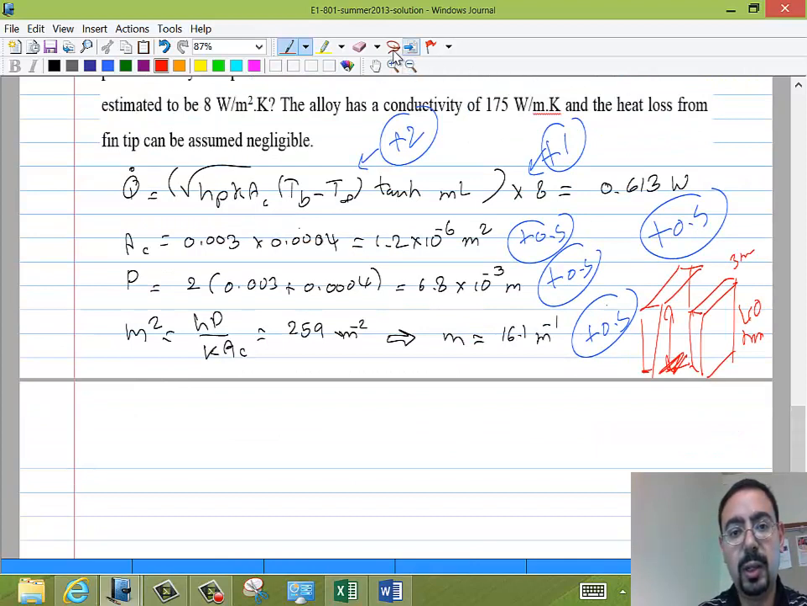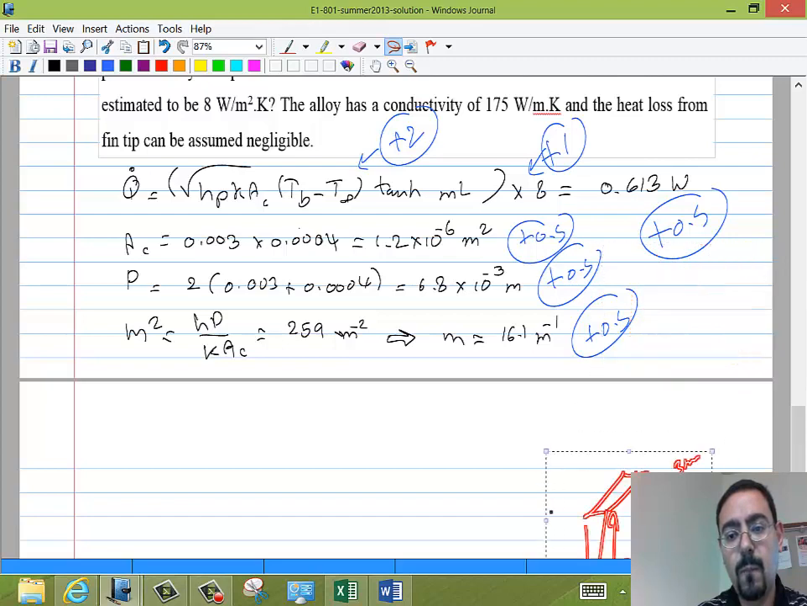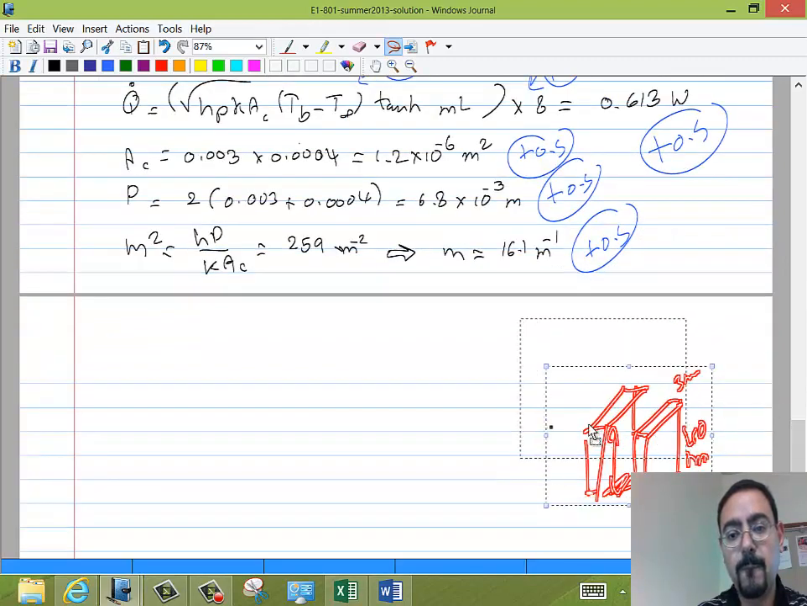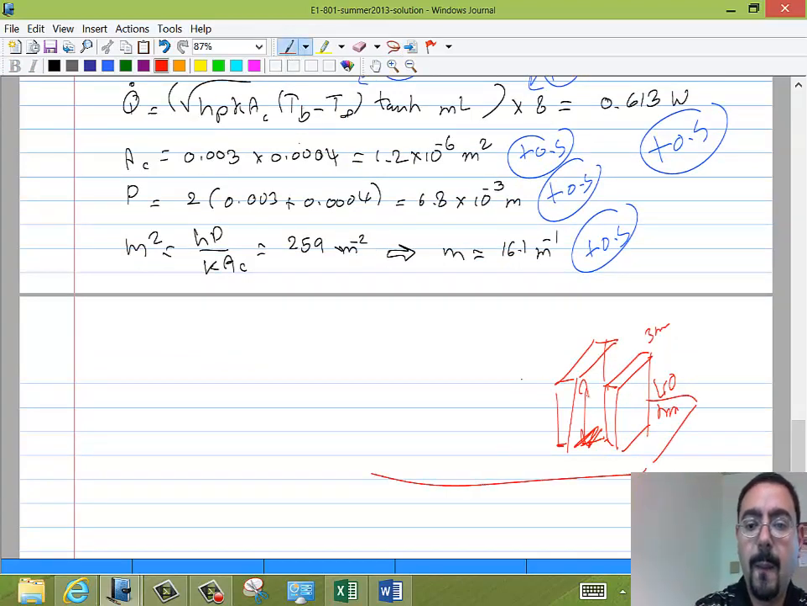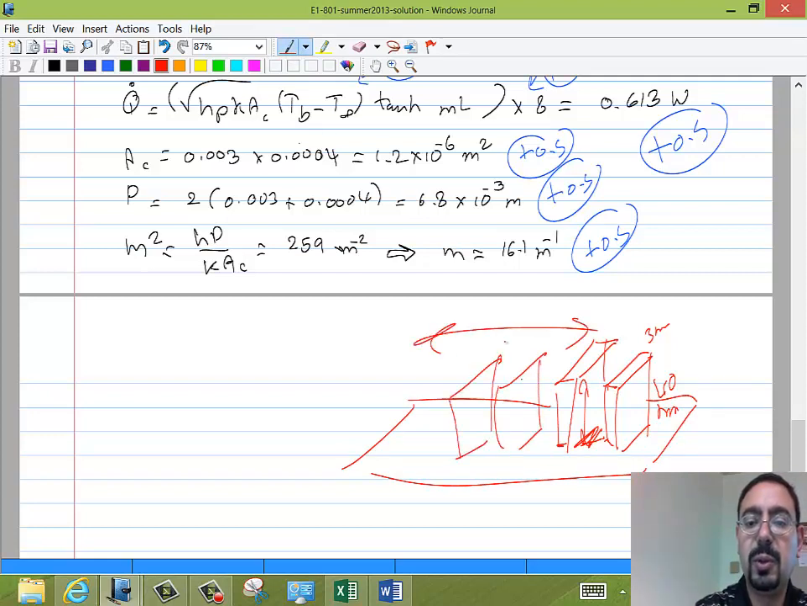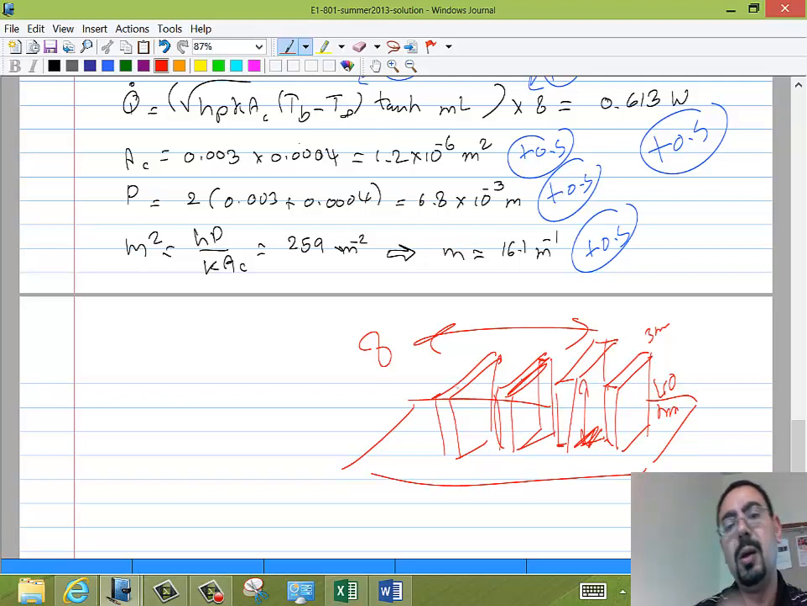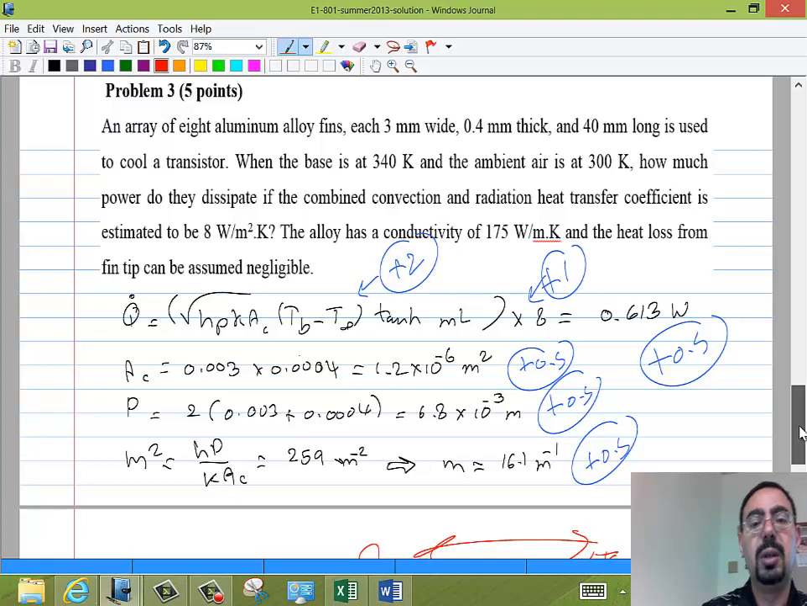So you could actually think that they are sitting on a transistor, and there are, say, 8 of them. So there is 8 of those guys, right? All of them are basically the same dimension. And the idea, of course, is you would like to increase the Q leaving this guy by increasing the surface area. Alright?